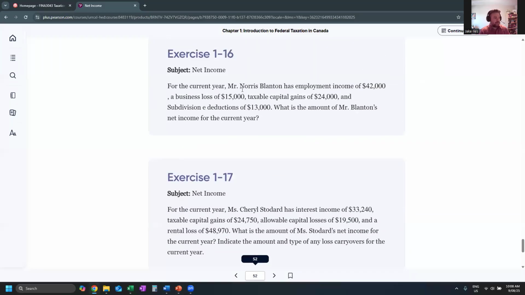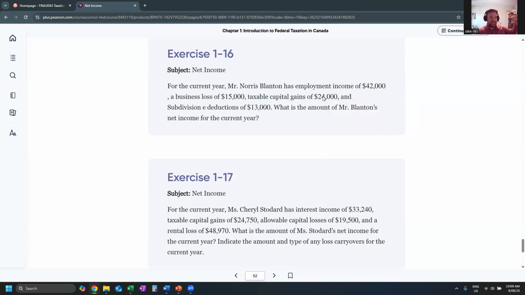For the current year, Mr. Norris Blanton has employment income of $42,000, a business loss of $15,000, taxable capital gains of $24,000, and subdivision E deductions of $13,000. What is the amount of Mr. Blanton's net income? Now, the key thing to know here is they tell us that these are the taxable capital gains. Since they're giving us the taxable amount, we don't need to half the $24,000. They've already given us, this is half of our amount.